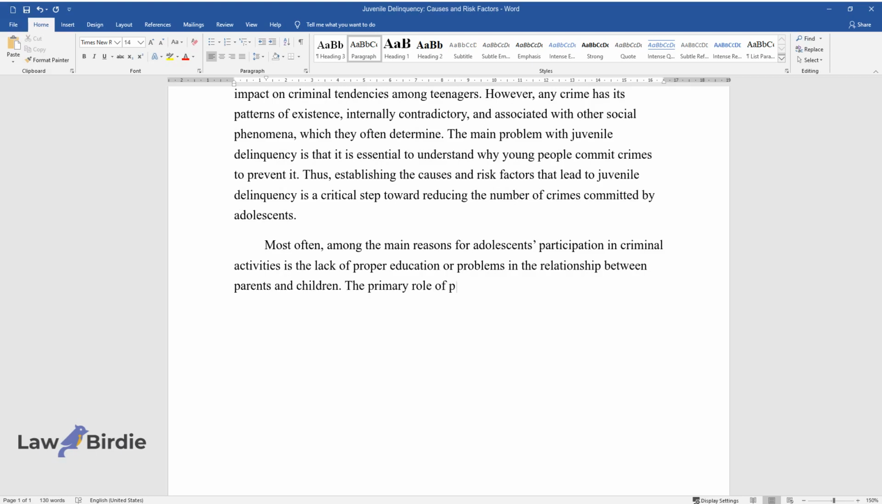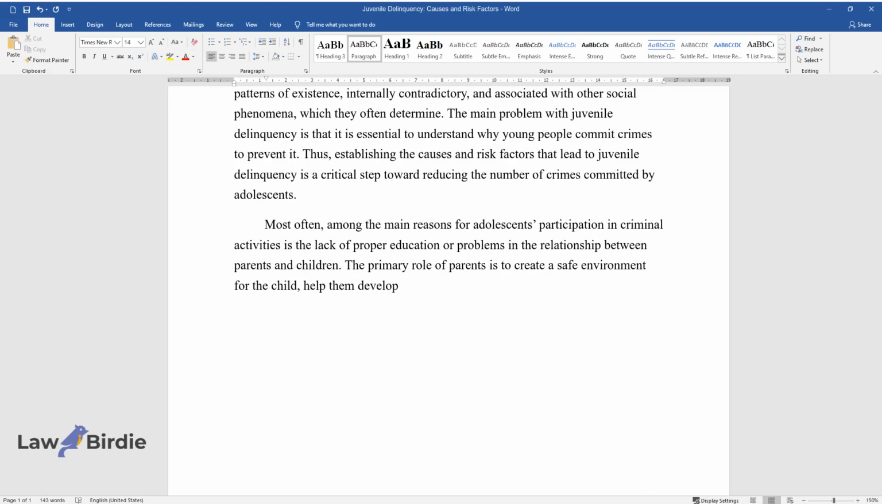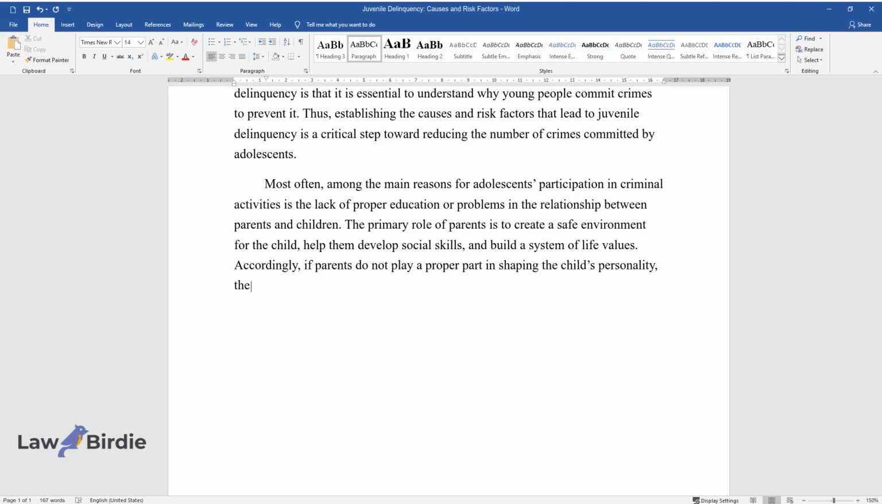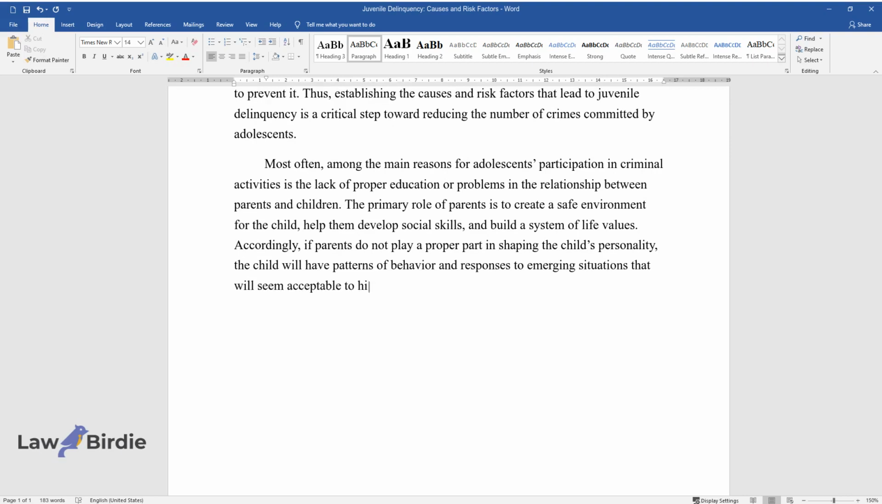The primary role of parents is to create a safe environment for the child, help them develop social skills, and build a system of life values. Accordingly, if parents do not play a proper part in shaping the child's personality, the child will have patterns of behavior and responses to emerging situations that will seem acceptable to him by adolescence.